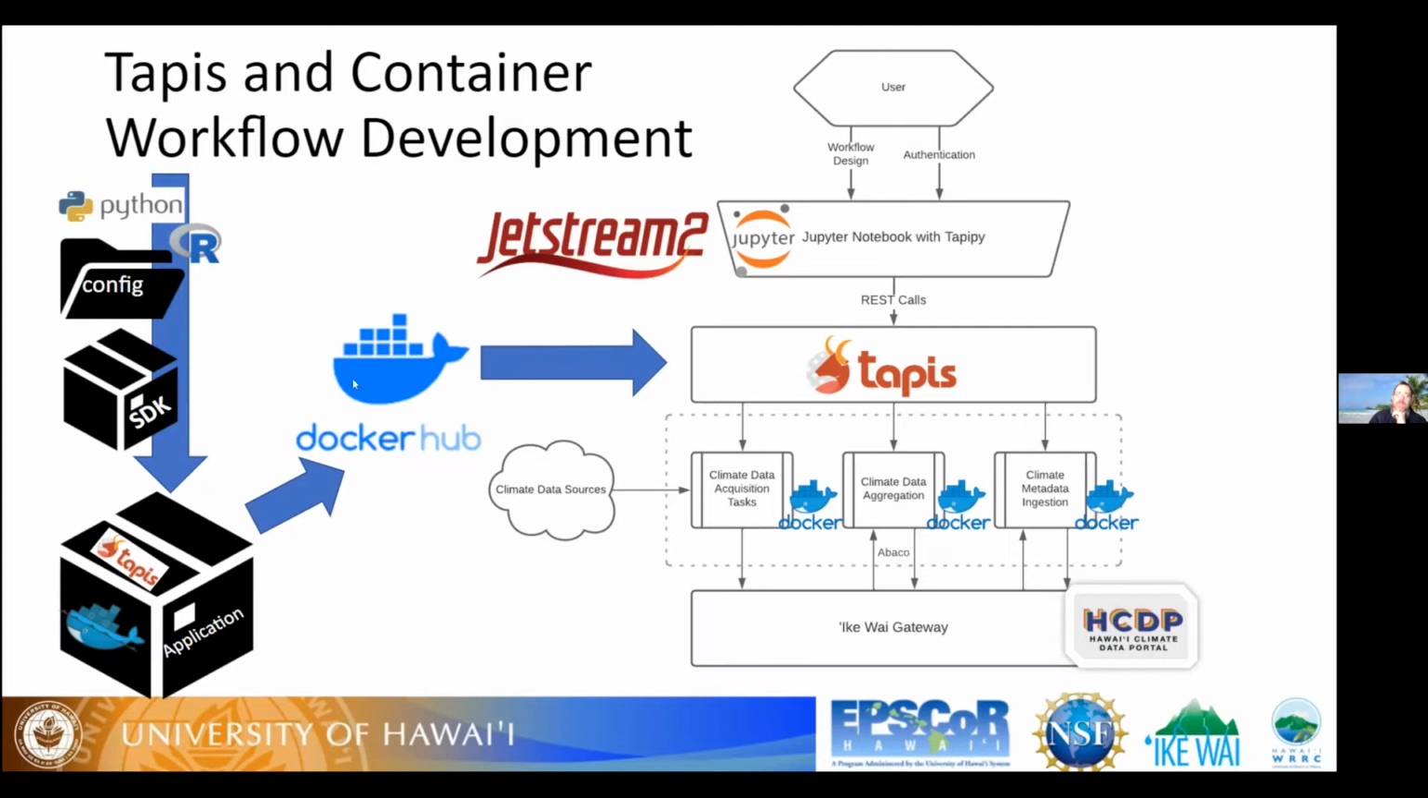But basically, we're going to take a container from the Docker Hub registry and register it with Tapis, with the Actor service, and so then it becomes available for us to call from, say, a Jupyter notebook with tapipy, and that's one of the things that we're going to be doing today. So this was something that we worked on developing for the Hawaii Climate Data Portal project, but we'll be doing some of the top part of this workflow today.